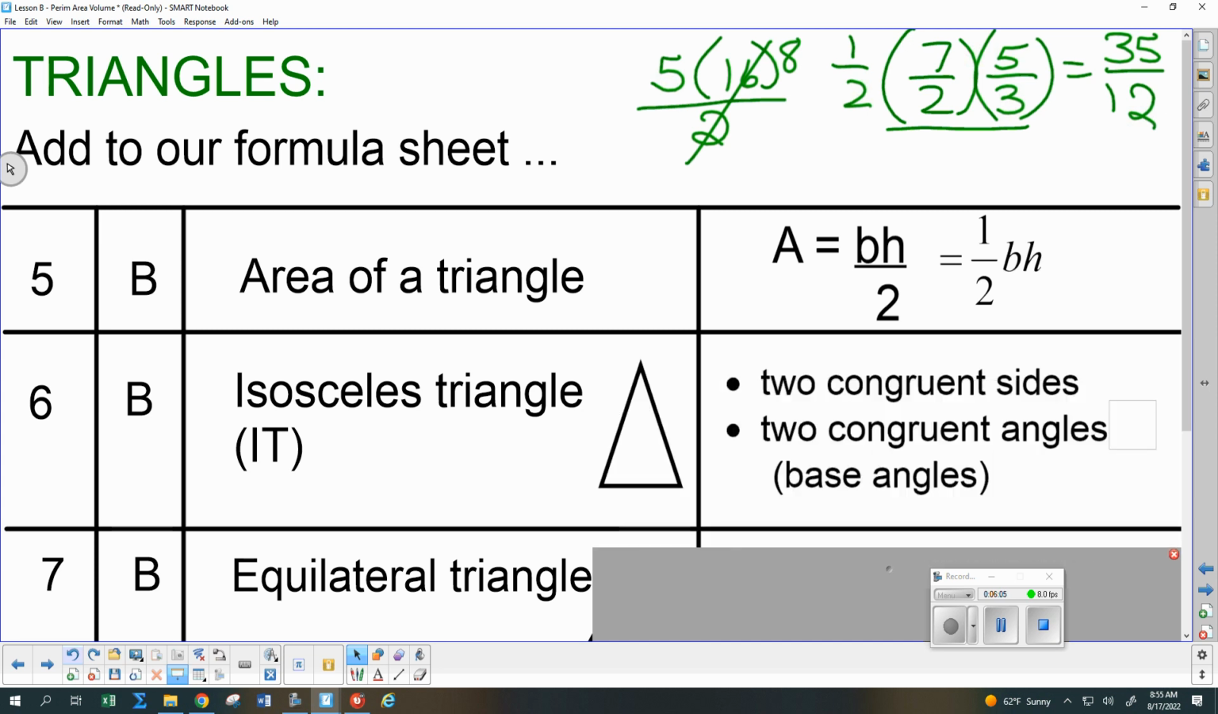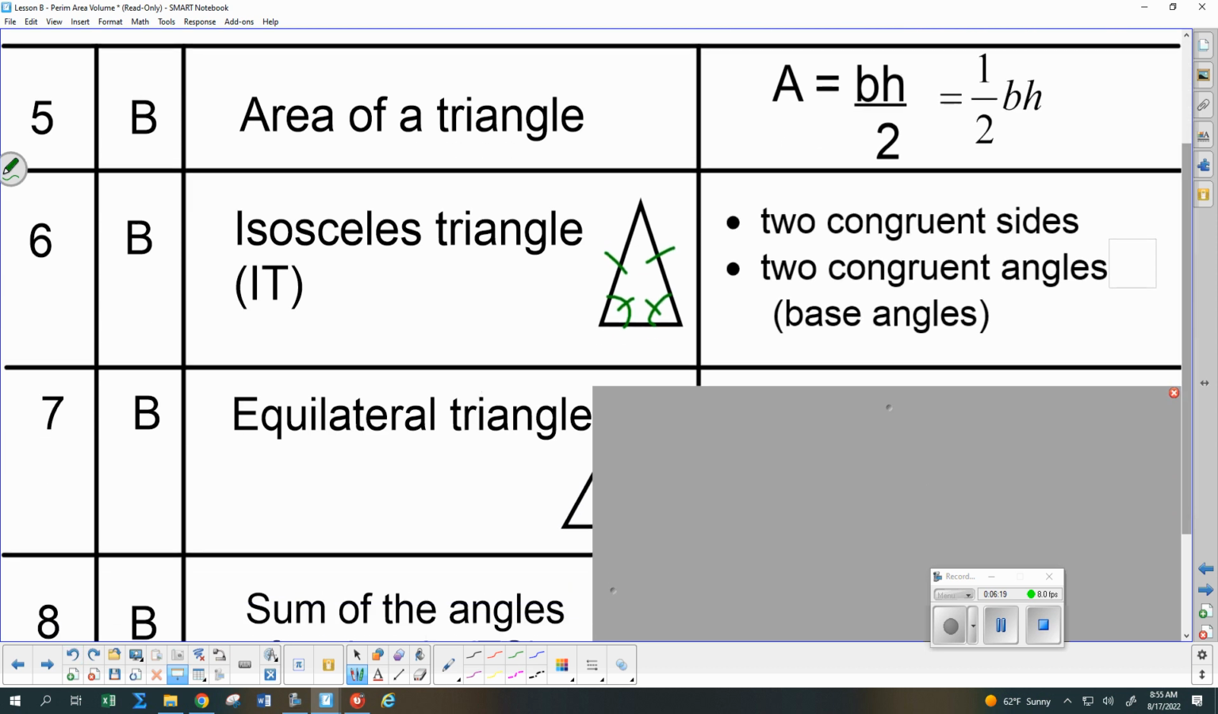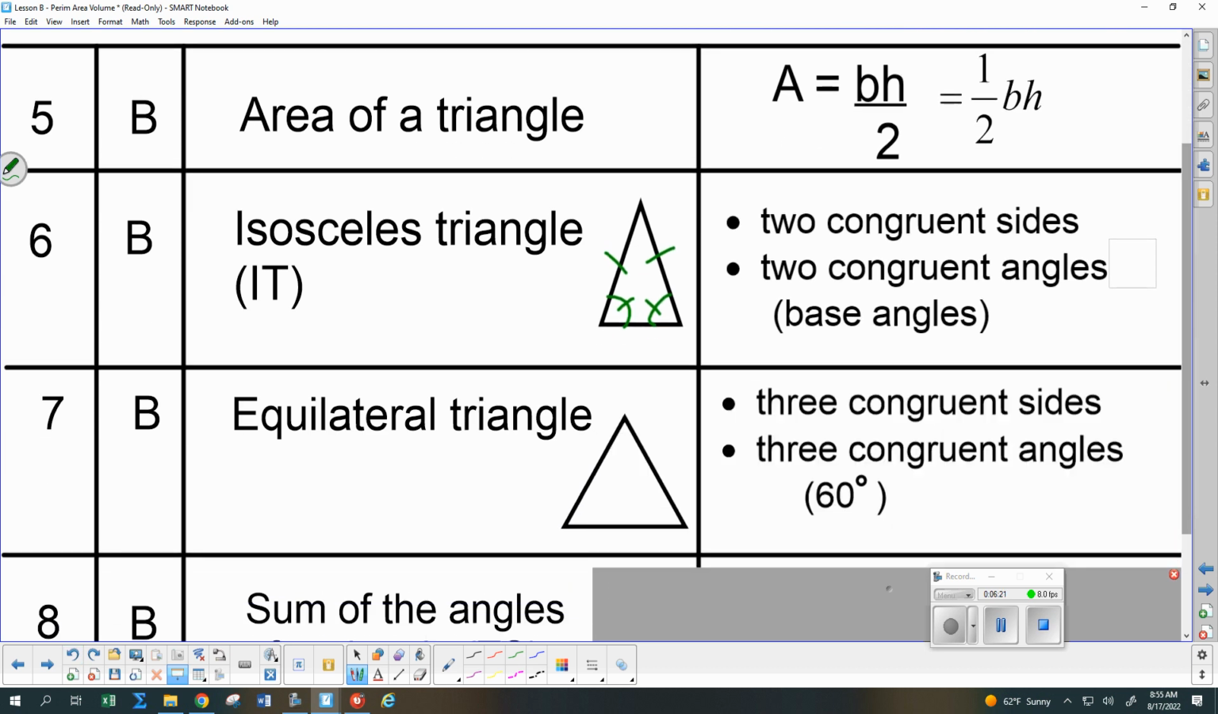Well, so two sides are the same. Go across from those two sides. Those angles are the same. Top angle, bottom side, or whichever way it might be turned, are different. Equilateral, three congruent sides. All three angles are 60 degrees.